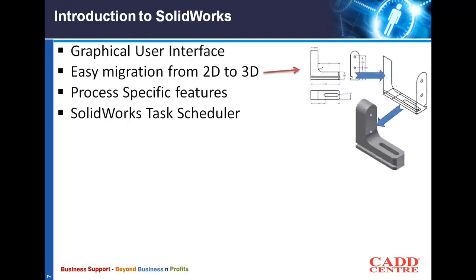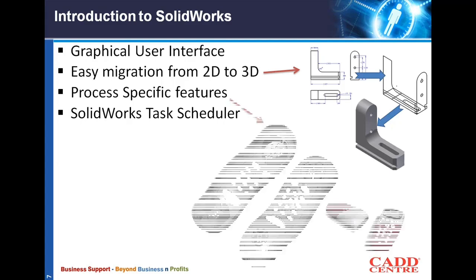And the next one is easy migration from 2D to 3D. So what is it about? Now a company is using 2D software for a number of years, and now they want to shift from 2D to 3D. What will they do? They will look for software where they can convert from 2D to 3D as simply as possible. Here SolidWorks is capable of doing this process so simply. How? Definitely we will see in a later session.